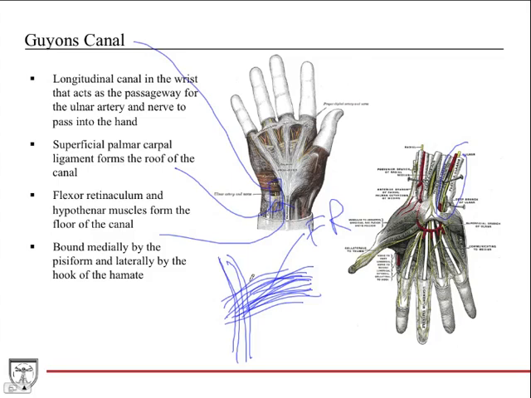And then over top of that, you have this superficial palmar carpal ligament, which goes over top. Okay, so that's forming the roof there, over the artery and nerve. So it's really the nerve and the artery travel between the superficial palmar carpal ligament, superiorly or superficially, and then they travel over the flexor retinaculum and the hypothenar muscles, which are deep to them.